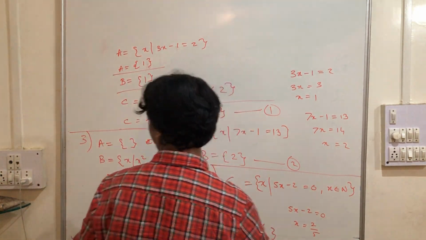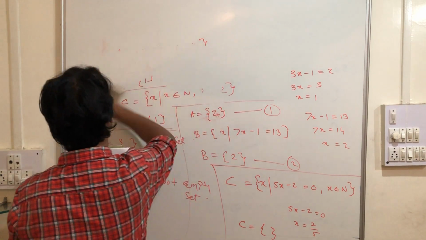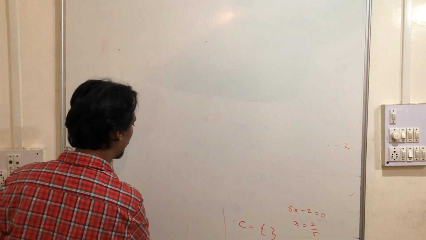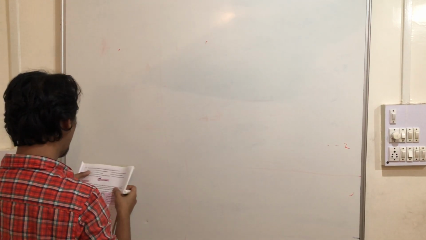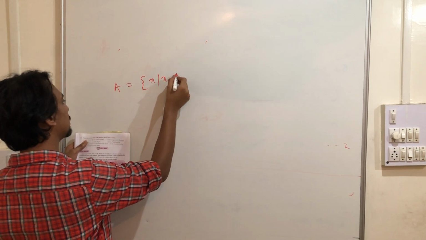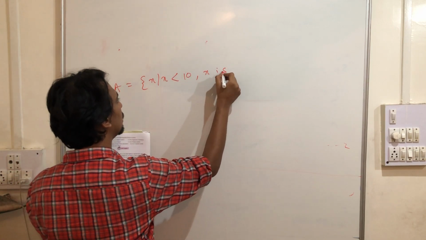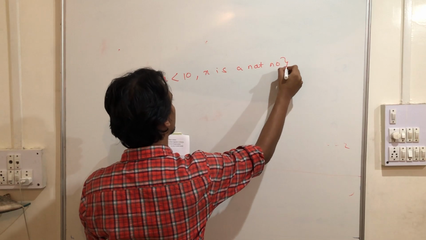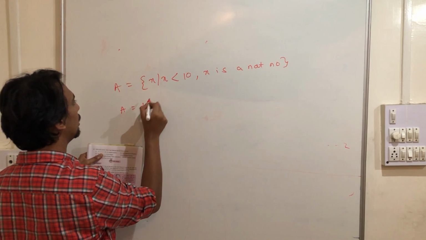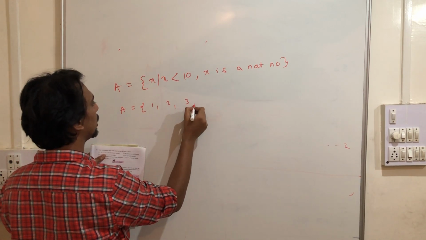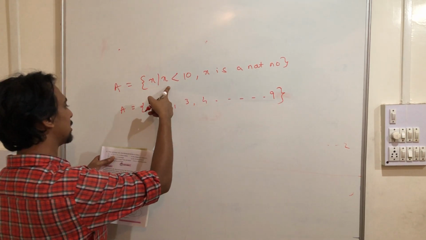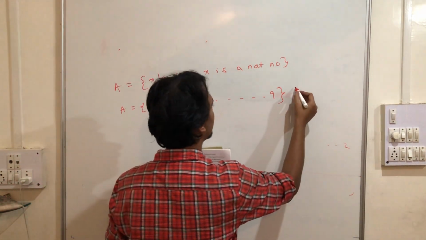Question number 4. Write with reasons which of the following are finite and infinite. Very easy it is. A is equal to x such that x is less than 10, x is a natural number. So what will A equal? Natural numbers, so 1, 2, 3, 4 till 9, because x is less than 10. So this is a finite set.